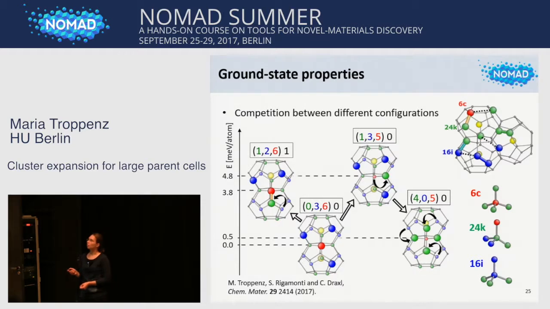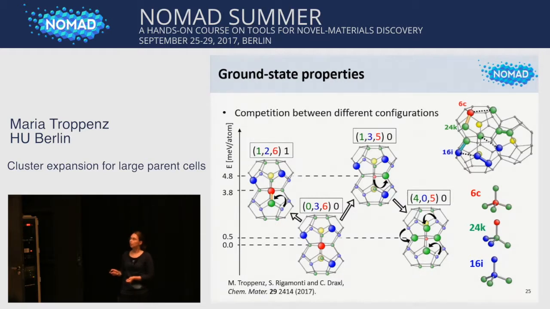If we now want to save energy by moving one aluminum atom from the 16i position to the 24k position, this would induce a bond. So this would raise our energy a lot, so it is far from the ground state, by 3.8 meV per atom.